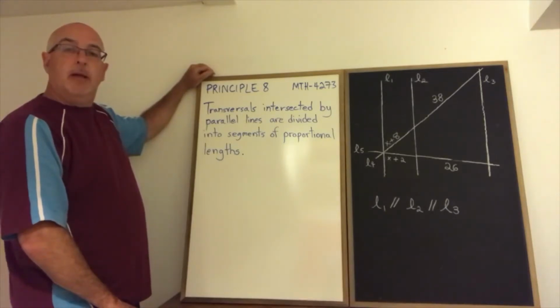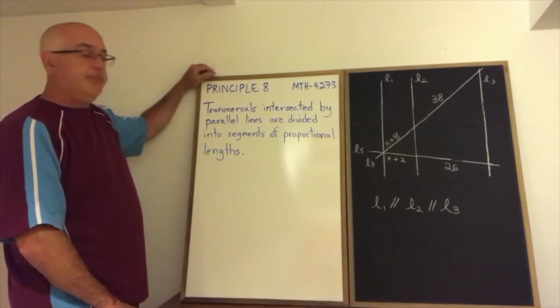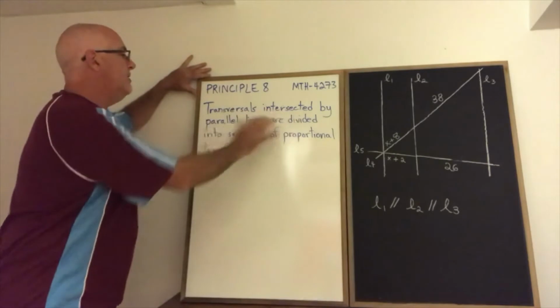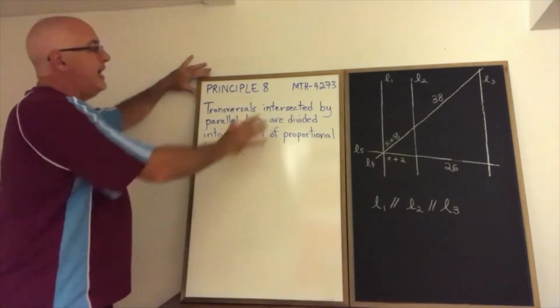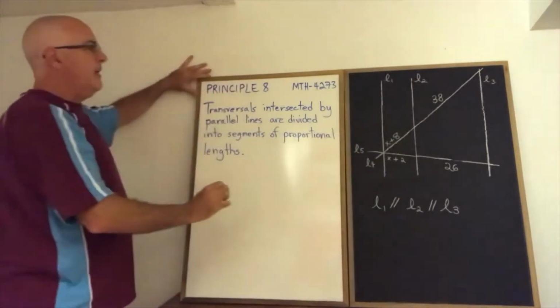Today's Daily Dose of Math is about Principle 8 for the Math 4273 Geometry course. Principle 8 states that transversals intersected by parallel lines are divided into segments of proportional lengths. And that situation is reflected in this drawing here.